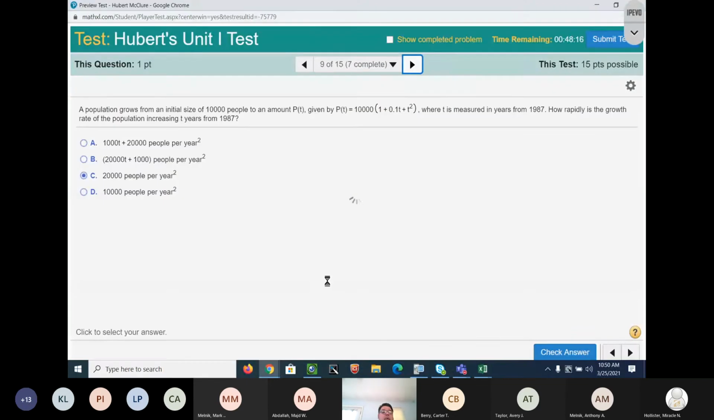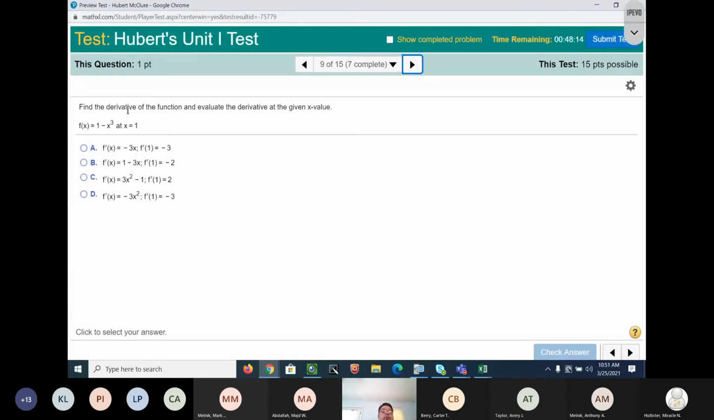Next, find the derivative of the function and evaluate the derivative at x equal to 1. So go ahead and do that one. Maybe I need to go back and revise this test. I think I will after class. F of x is 1 minus x to the third, and x is equal to 1.